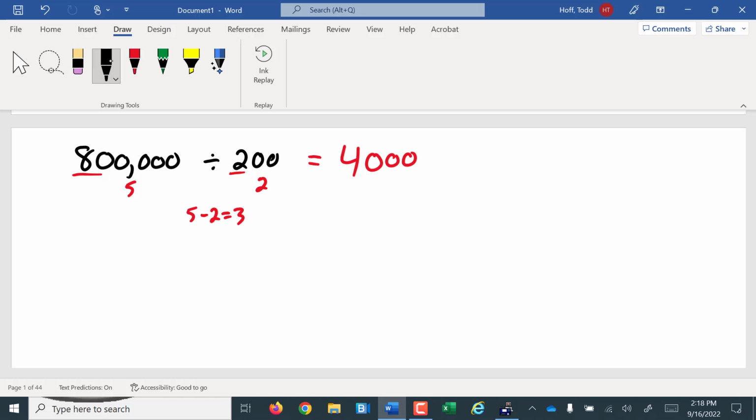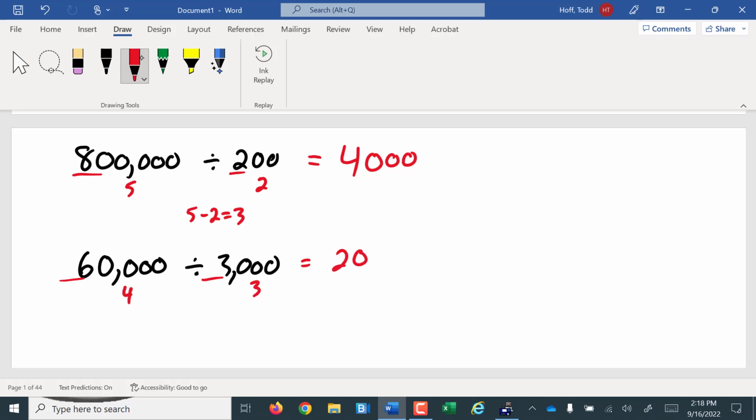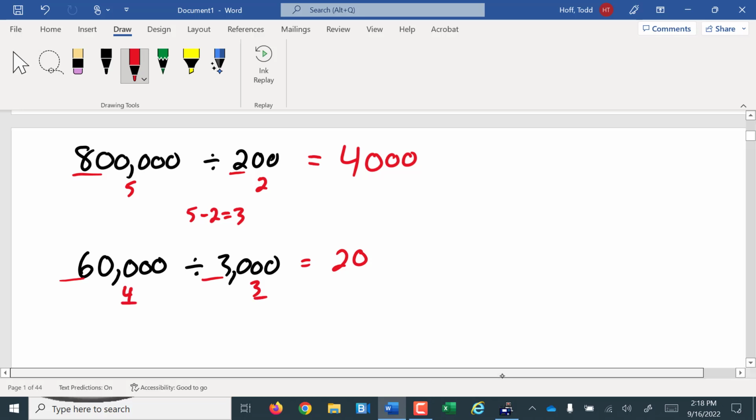Or if we have 60,000 divided by 3,000. 6 divided by 3 is 2. How many zeros in that answer? 1. This had 4, this had 3. 4 minus 3 is 1.